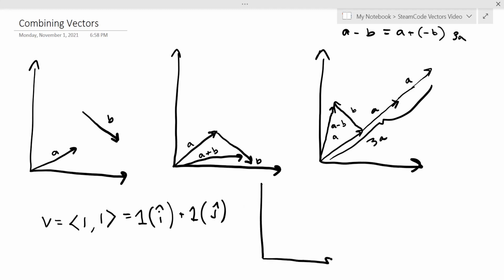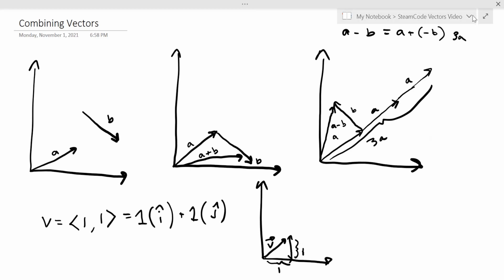And so what we're saying here is we want to add up. So v is the addition of one unit vector in the x direction, and 1 unit vector in the y direction. So we have 1 unit vector, length of 1, in the x direction, plus 1 unit vector in the y direction with a length of 1. And that adds up to the vector v. And you can also denote vectors with the arrow on top.